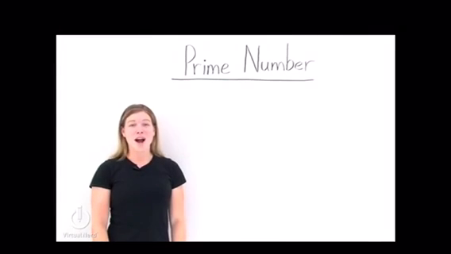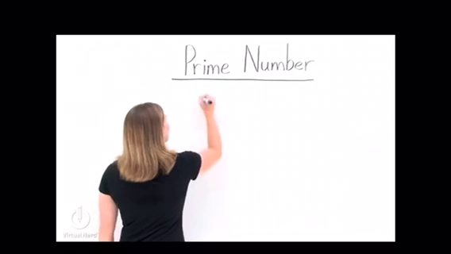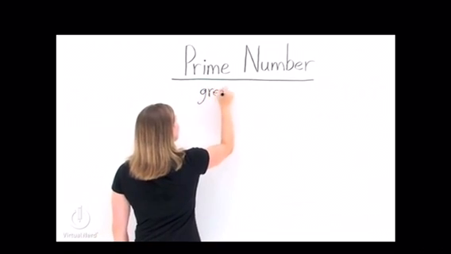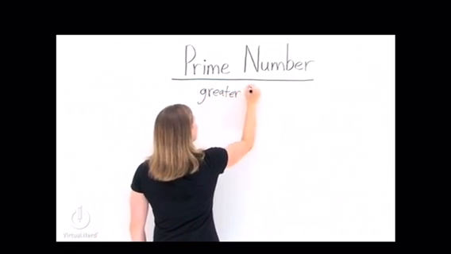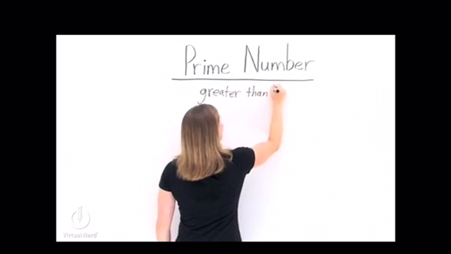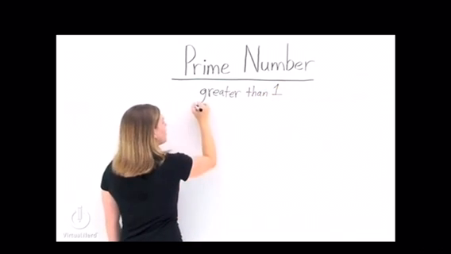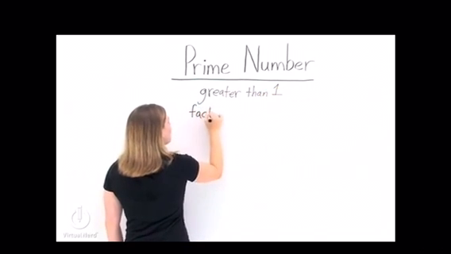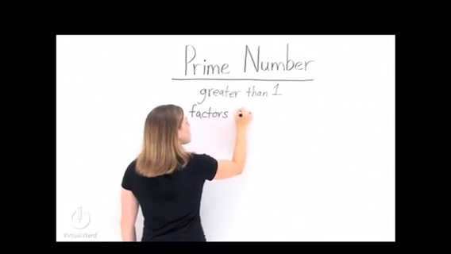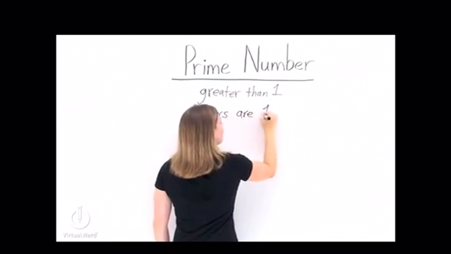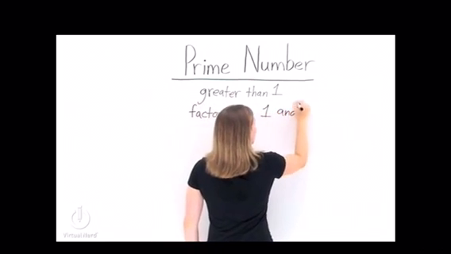So you want to know what a prime number is. A prime number is a number that has 2 qualities. The first quality is that the number is greater than 1. In other words, all prime numbers are positive and they're all bigger than 1. The second quality for a number to be a prime number is that its only factors are 1 and itself.